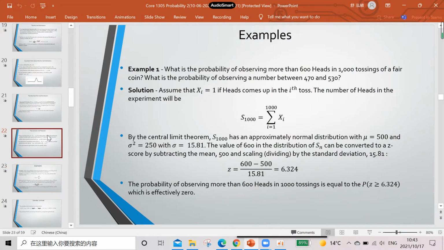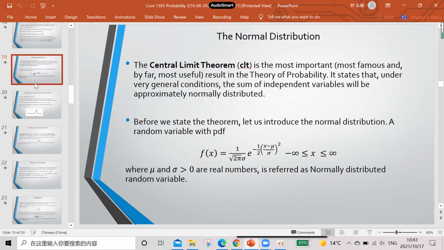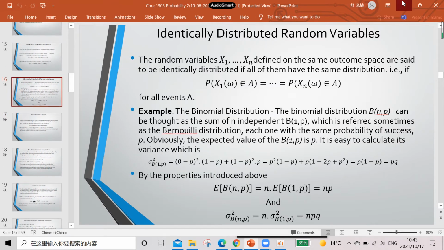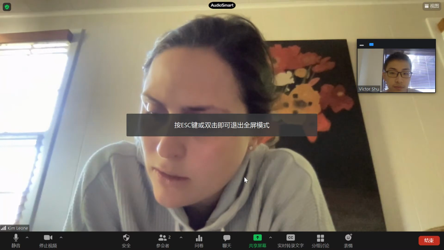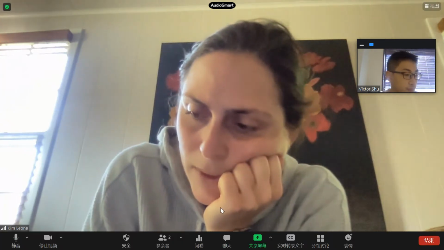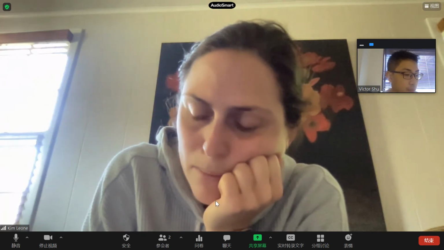Okay, yeah, so the mean is 25 because it's 2.5% out of 1,000. And then you just find the standard deviation by doing 25 times the complement of P, right? Yeah, that's correct. You're doing 25 times 1 minus 2.5%. So it's just 25 times 0.975. Yeah.